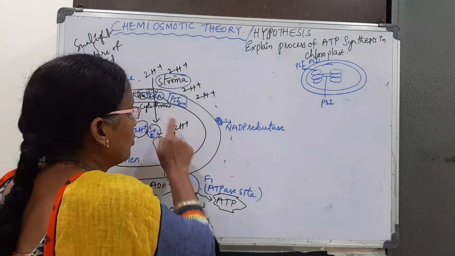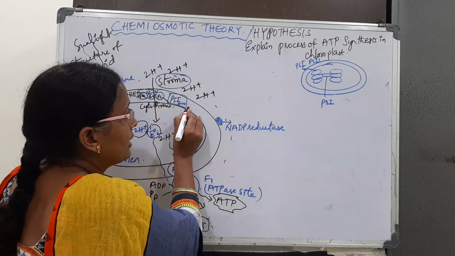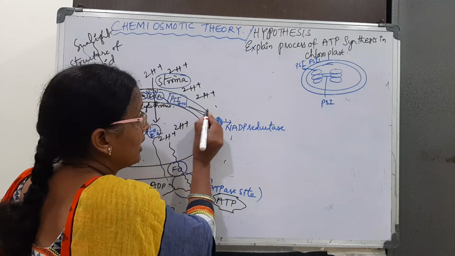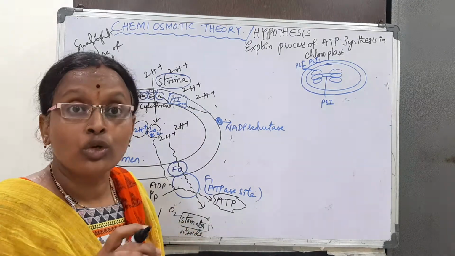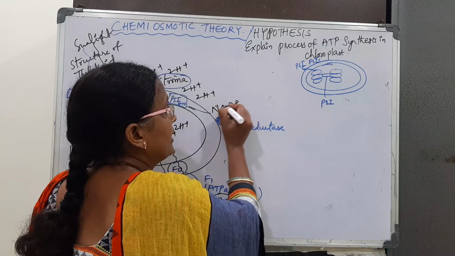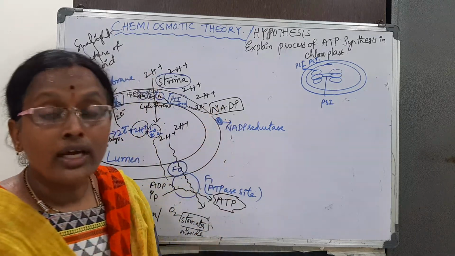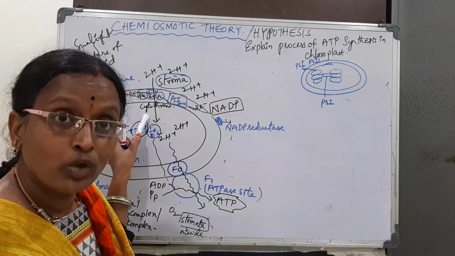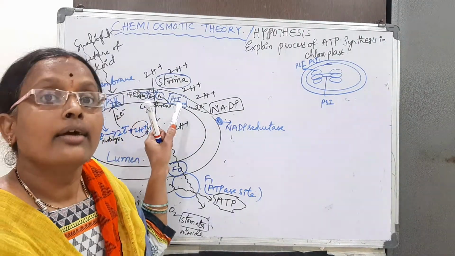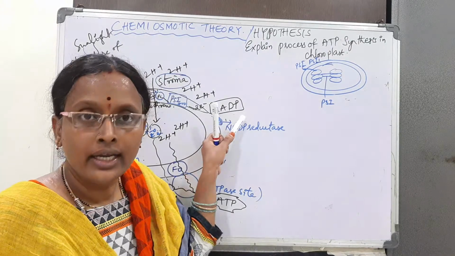And one more thing: the electrons from photosystem 1 move to the final electron acceptor. What is the final electron acceptor in non-cyclic photophosphorylation? That is NADP. NADP is the final electron acceptor. The pair of excited electrons from photosystem 2 move via the cytochrome, the electron transport chain, to photosystem 1, and from there finally reach NADP.